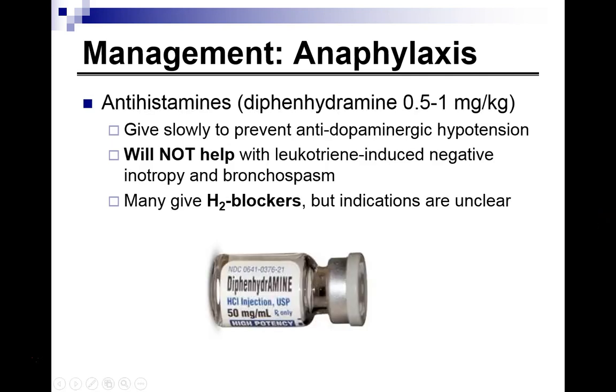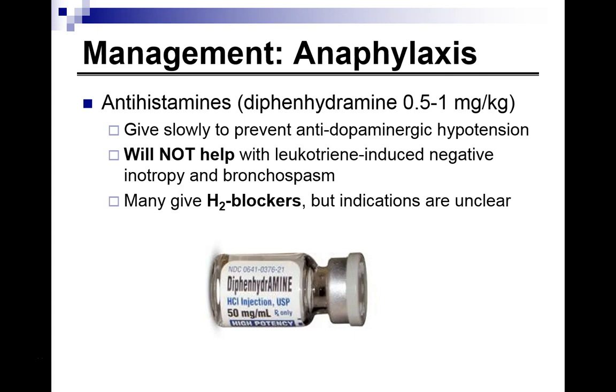Once we've treated the patient with oxygen and fluid resuscitation and epinephrine, we can consider other possible adjunctive treatments. For example, antihistamines like diphenhydramine at a dose of 0.5 to 1 milligram per kilogram. This will help with the large amount of histamine that's been released. Remember to give it slowly so patients don't have an antidopaminergic hypotension.